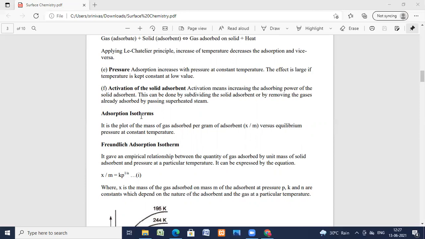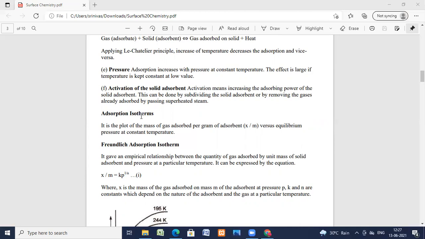Freundlich adsorption isotherm. Freundlich gave an empirical relationship between the quantity of gas adsorbed by a given amount of solid adsorbent surface and the pressure of the gas at a particular temperature.